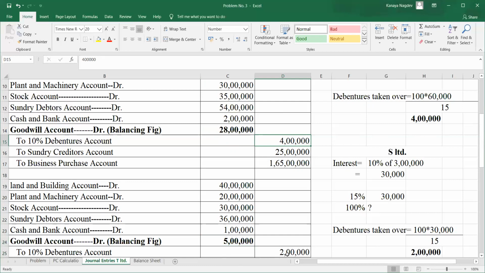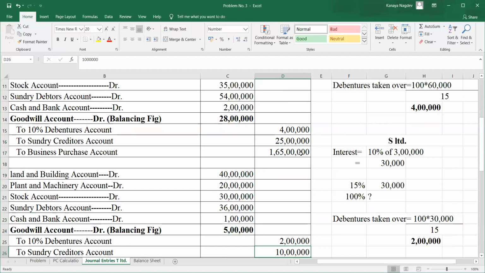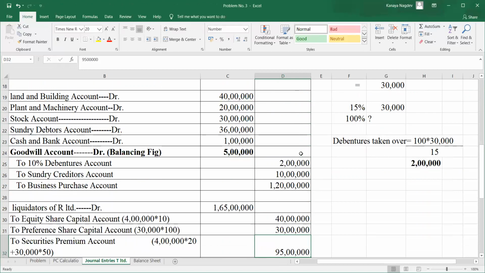Last entry we passed. So 10% debentures got cancelled. Here we credited, there we debited. So they are no longer our liability. Our liability is 15% debentures. So we will be recording 15% debentures, 6 lakh rupees. Sundry creditors, 25 lakh plus 10 lakh. That is 35 lakh is to be recorded as your trade payables, current liability.